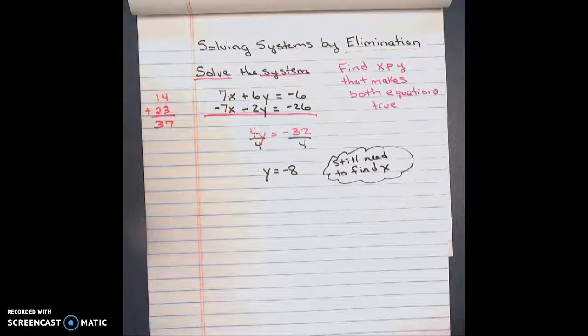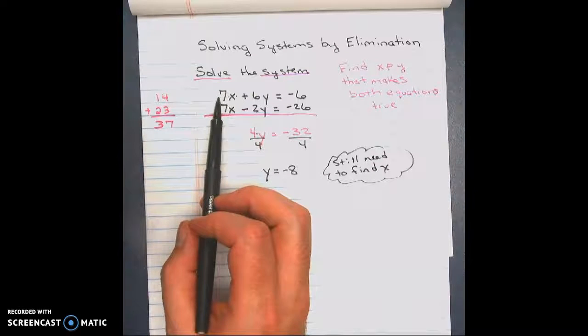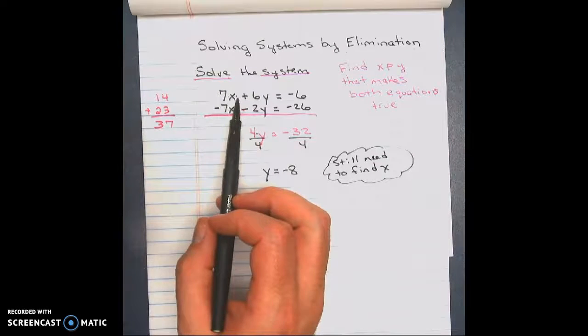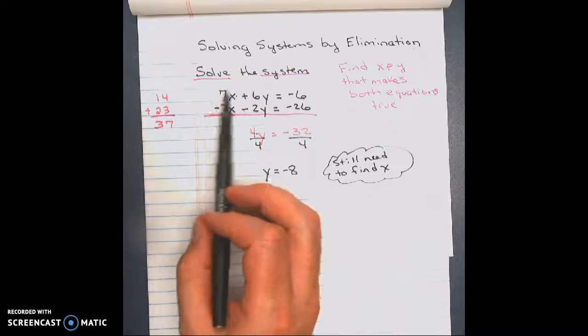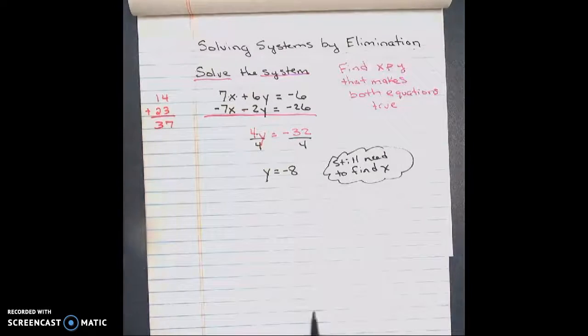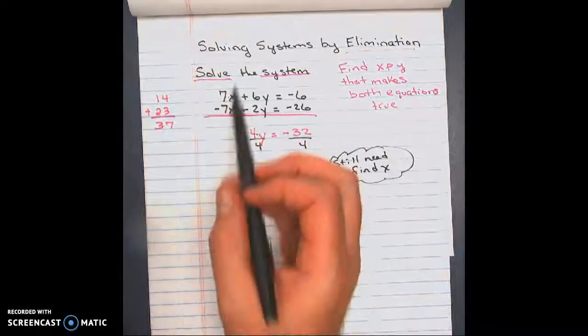Before we go any farther, this worked because there was a positive 7x. Well, what eliminates or cancels out a positive 7x is a negative 7x. If this wasn't a negative 7x, then this probably wouldn't have worked the way it did. But this problem was set up, and since we're just talking about the basics of elimination, it was ready to go.